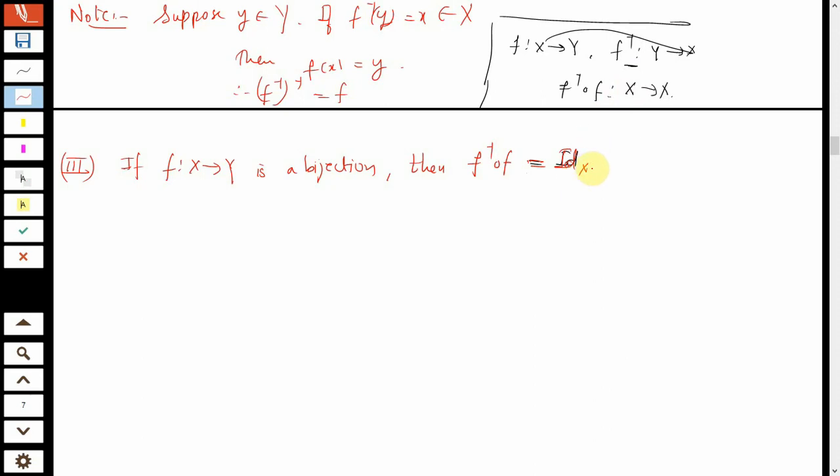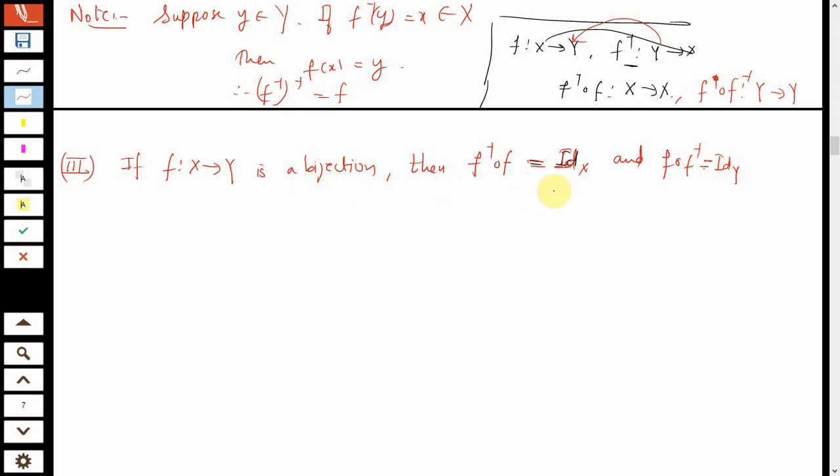And in fact you can also talk about f composite f inverse. If you talk about f composite f inverse, we have f inverse going from Y to X and f going from X to Y. So this map is very well defined, and it's going to be a map from Y to Y. In fact in this case this is an identity map on Y. So this is a crucial result.